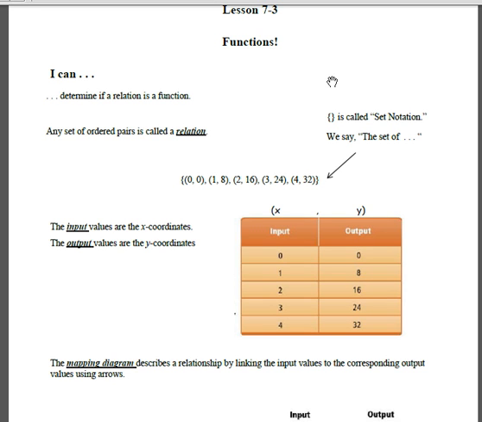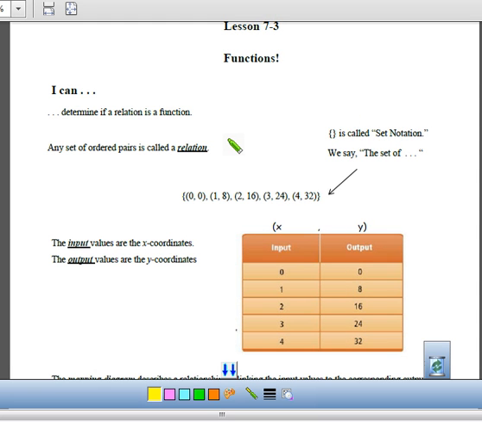This lesson is all about functions. Okay, our target is I can determine if a relation is a function. You're going to see a lot of vocabulary in the next couple pages of notes, so it's really important that you pay attention.